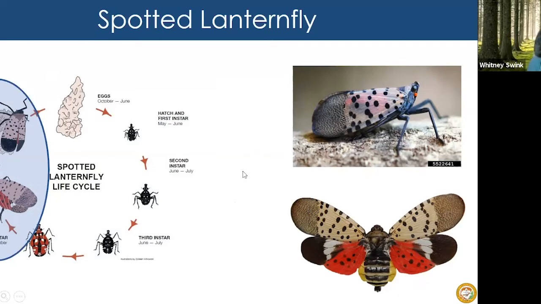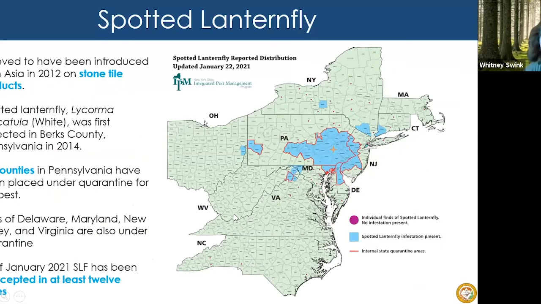And all of our interceptions in North Carolina, which I'm going to get to in a second, have been dead adults. So this life stage. Where I talked a lot about where it is in the United States. I mentioned first detected in Pennsylvania in 2014. This county that I've put an orange star on is Berks County. That was the original detection. So you can see that it's kind of spread out from there.